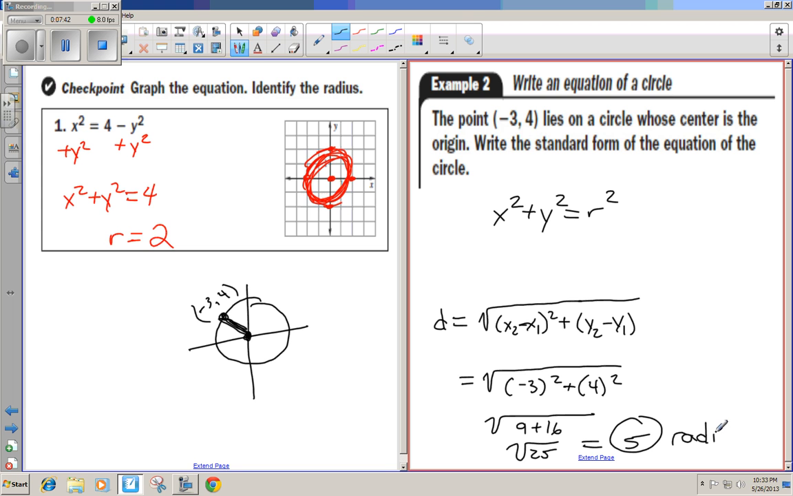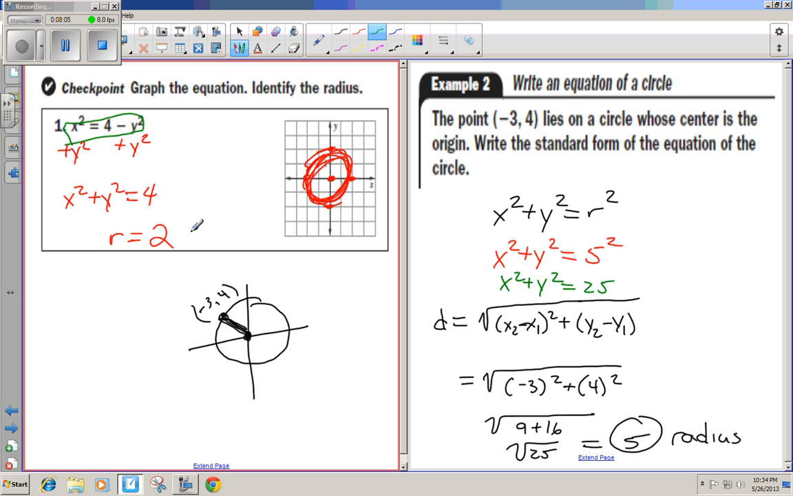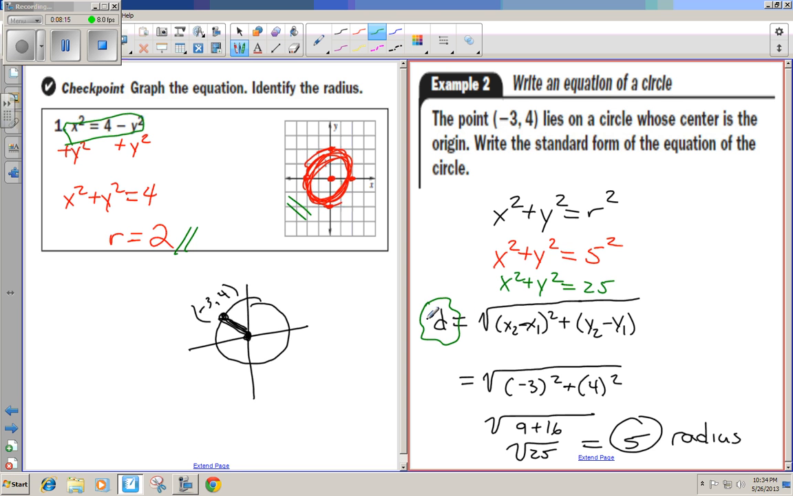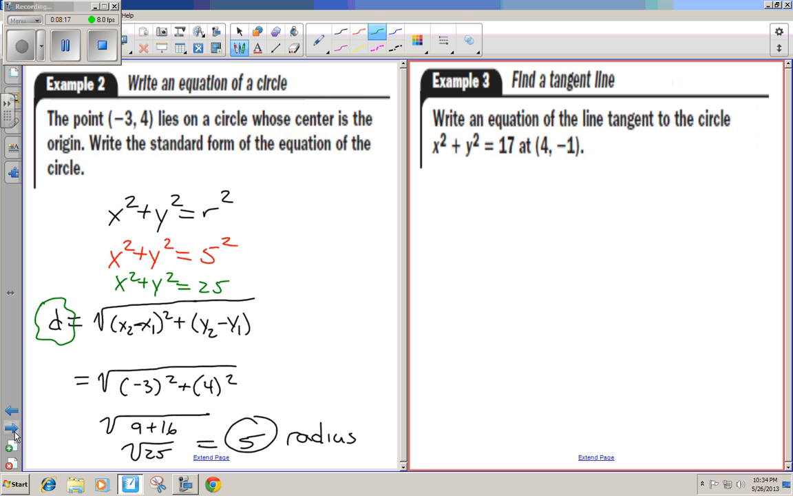So when I plug that into this equation, my equation is x squared plus y squared equals 5 squared. Please make sure when you write your final answer, you actually do that squaring. X squared plus y squared equals 25. So taking the equation and coming up with the radius and doing the graph should be a piece of cake. Coming up with the equation from a point requires you to use this formula that we used in 9.1.